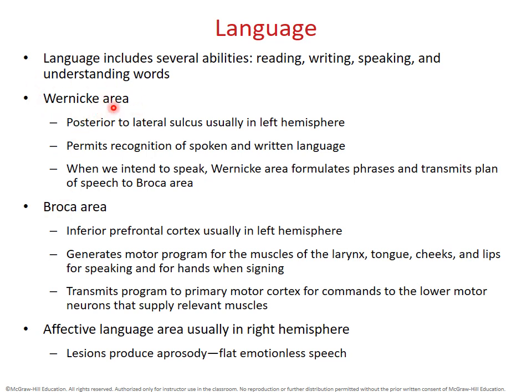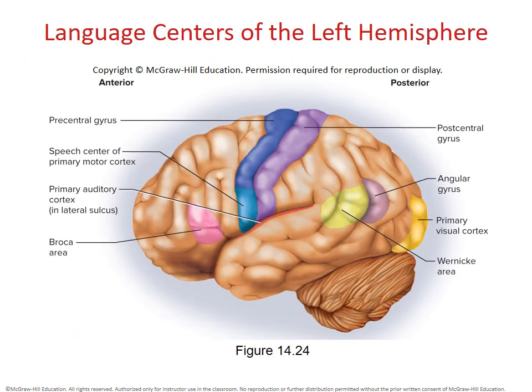Wernicke's area is farther back in the brain, back by the parietal lobe, and it is involved in the planning of speech. So it formulates the phrases in your head, the plan of what we're going to say. Then it sends that plan to Broca's area, and Broca's area is what actually sends out the signals to the muscles. And those tend to be located on only the left side of your brain, interestingly.